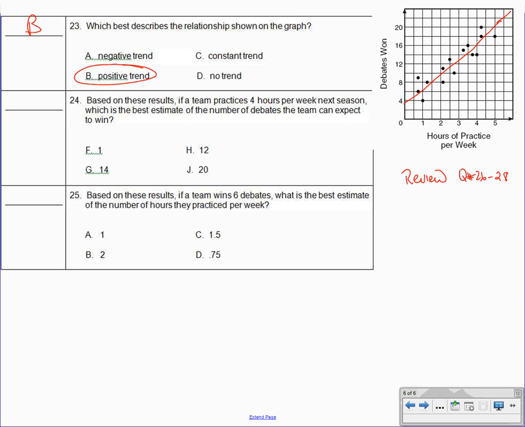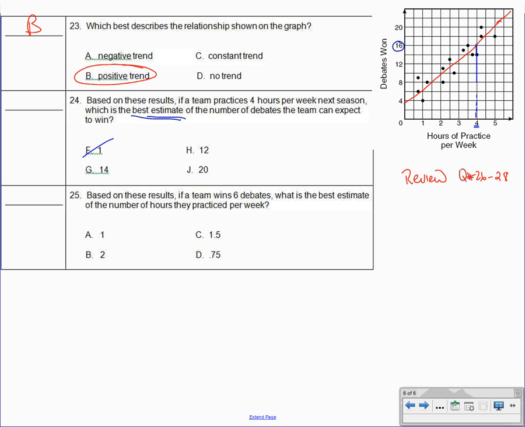So based on these results, if a team practices 4 hours per week next season, what is the best estimate of the number of debates the team can expect to win? If I'm practicing 4 hours per week, I'm going to go along the x-axis, 4 hours per week, go on up, and come on across. I get 16. So which one of these numbers is the best estimate?